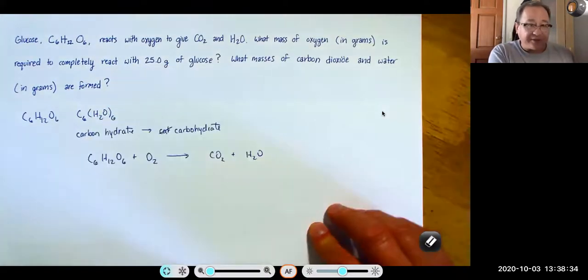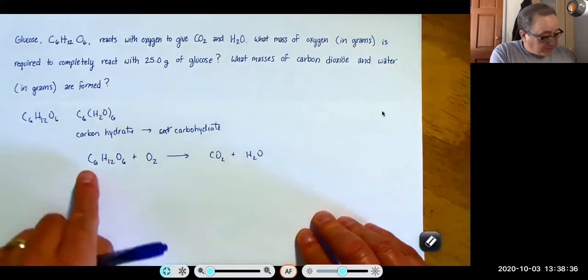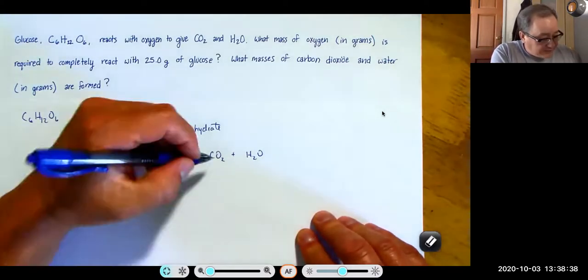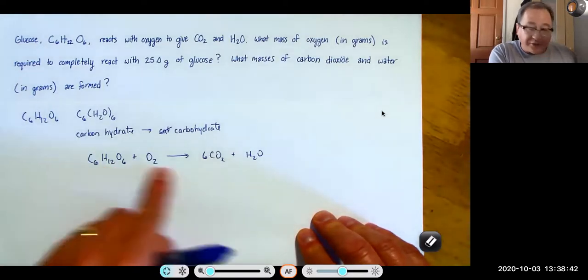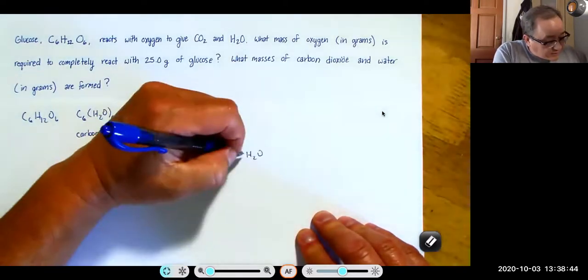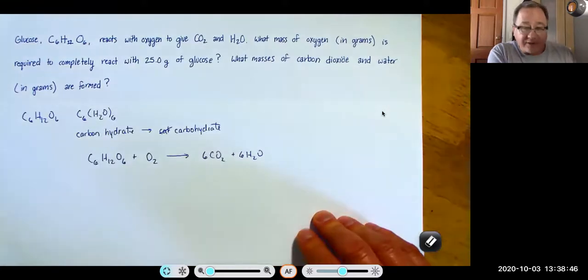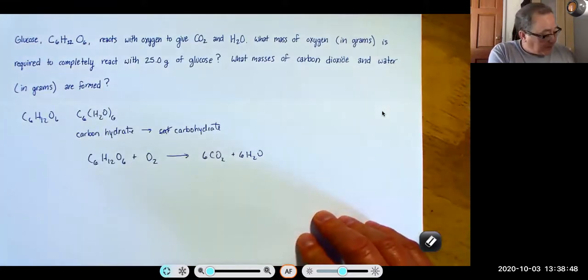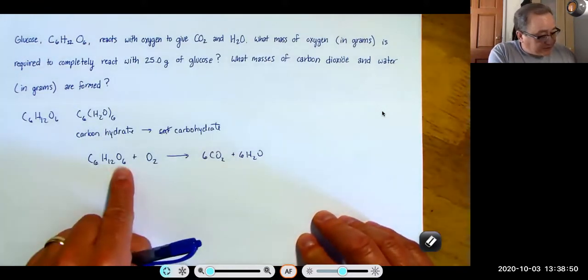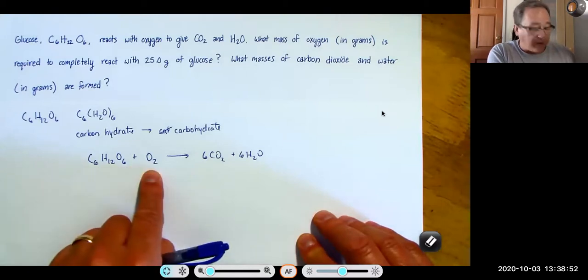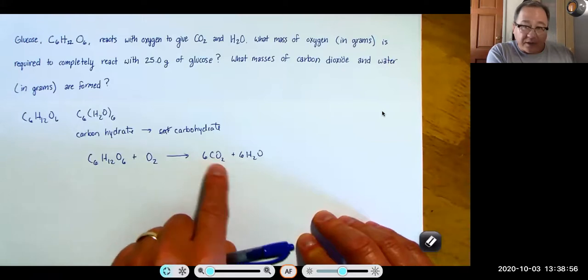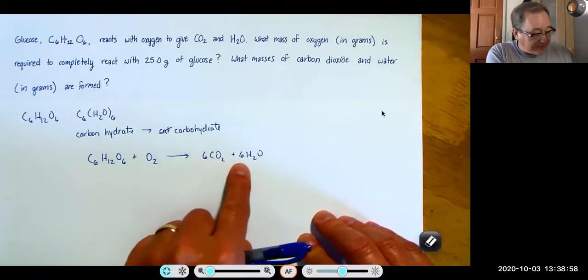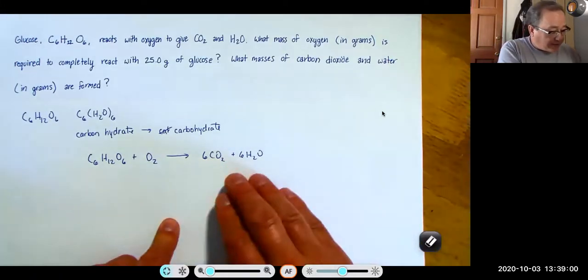So now we balance. How many carbons? 6. How many carbons? Now there are 6. How many hydrogens? 12. How many hydrogens? 2. If I put a 6 here, now there are 12 hydrogens. How many oxygens here? 6. How many here? 8. So we have 8 total over here. How many on this side? 6 times 2 is 12, plus 6 more is 18. We need 18 over here.